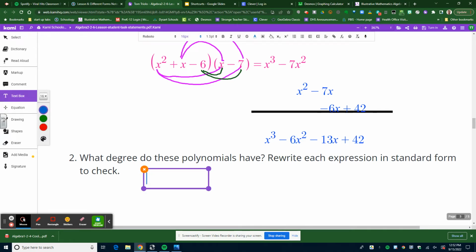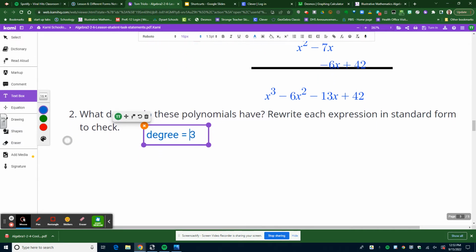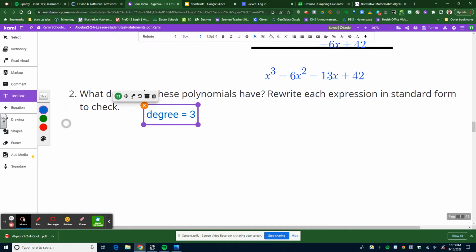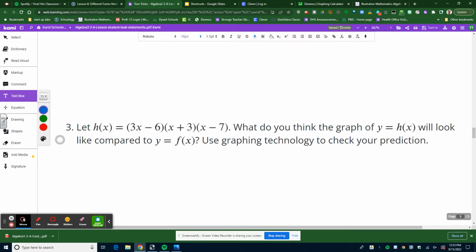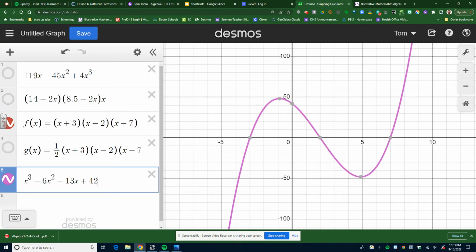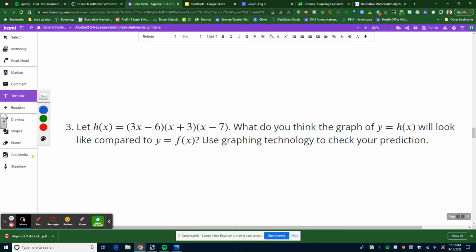Make a text box. 3 equals 3 because our largest exponent is 3. So far, so good. Move on. All right. So now we're going to make h of x equal this. So go back to Desmos. Sure. I'll pause for a moment.